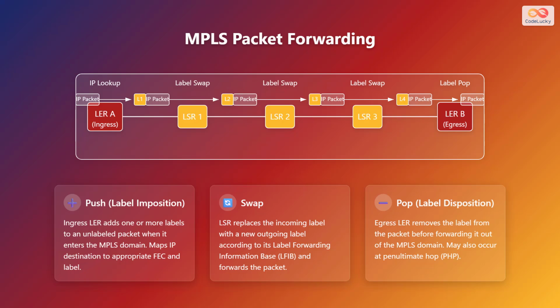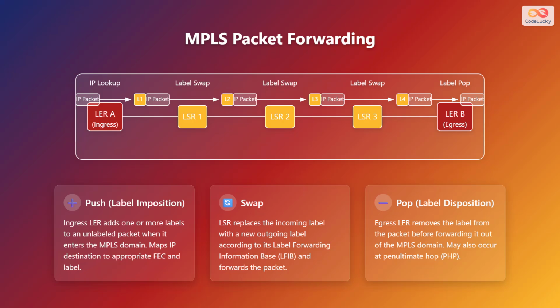Then we have the swap operation. The LSR replaces the incoming label with a new outgoing label according to its label forwarding information base, or LFIB, and forwards the packet. Finally, we have the pop operation. The egress LER removes the label from the packet before forwarding it out of the MPLS domain. This may also occur at the penultimate hop, known as PHP.